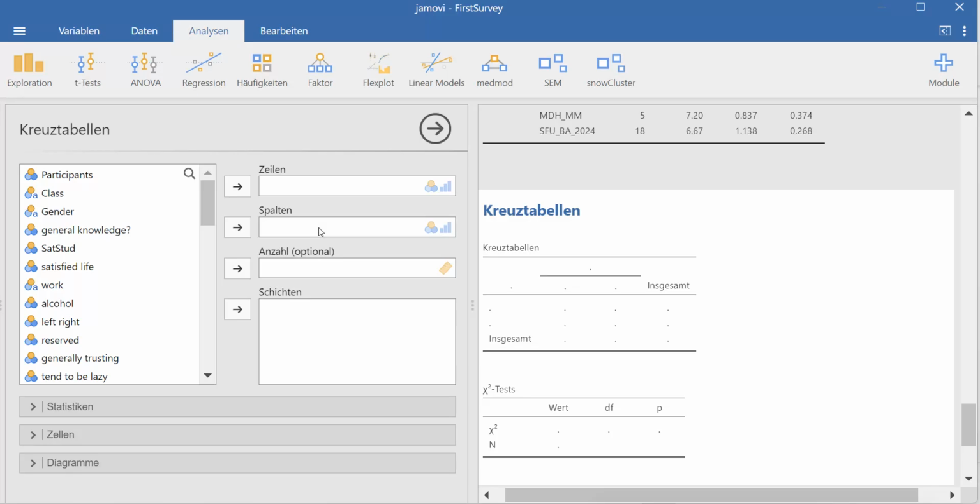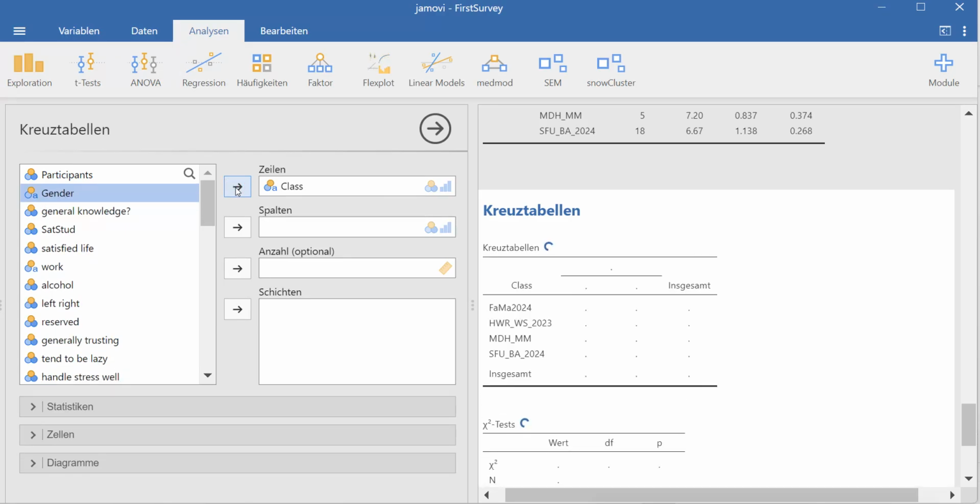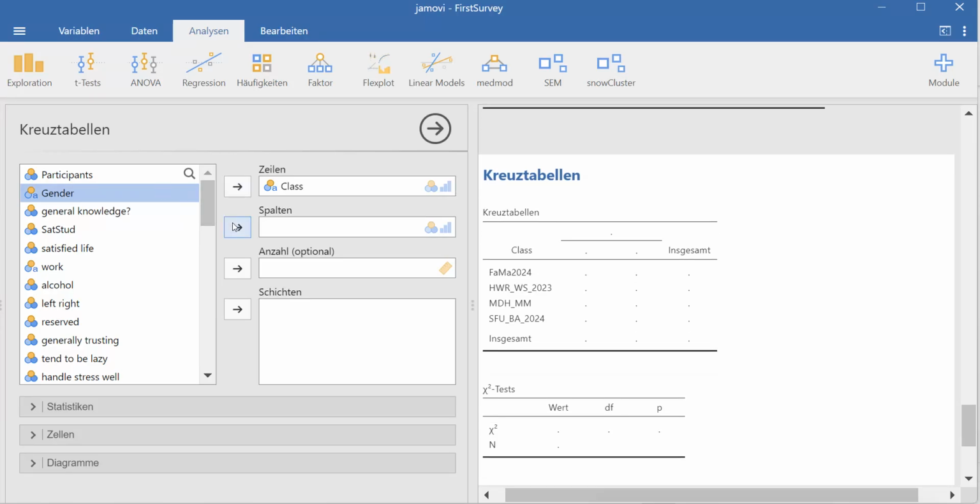So for a cross table, usually you apply a cross table when you have nominal scale data. So here, for example, you can say the class is nominal scaled and gender. So your hypothesis would be that the percentage of men and women is different in different classes. That would be your research hypothesis. Your null hypothesis would be the opposite. The percentage of male and females in the different classes is the same. So you put class into the rows, gender into the columns.